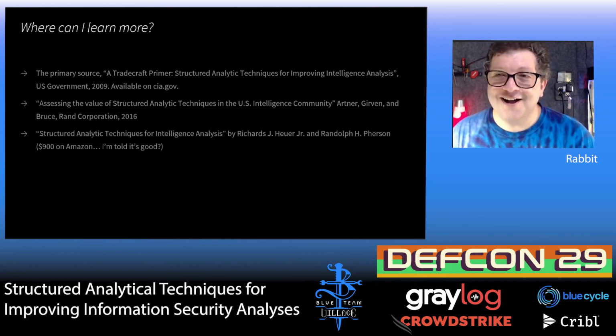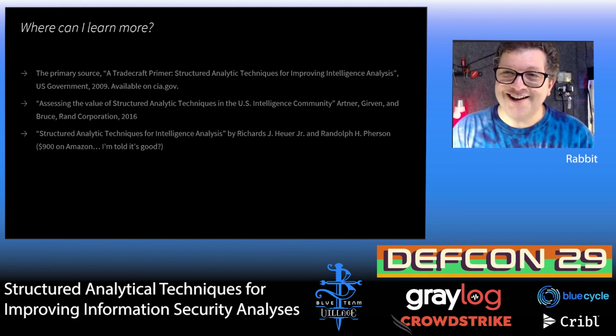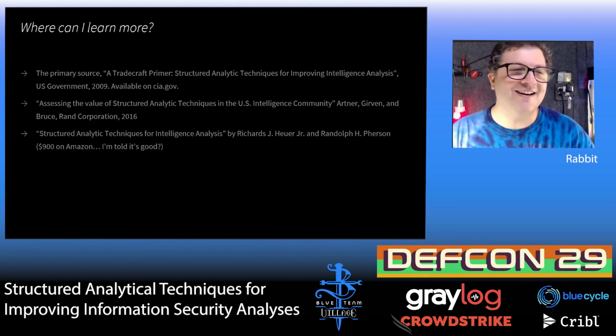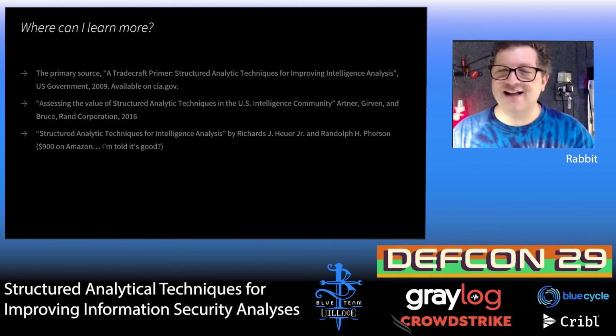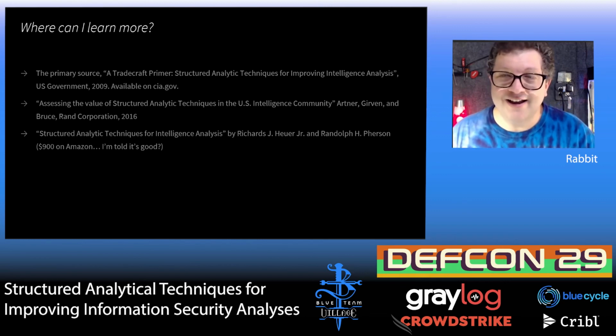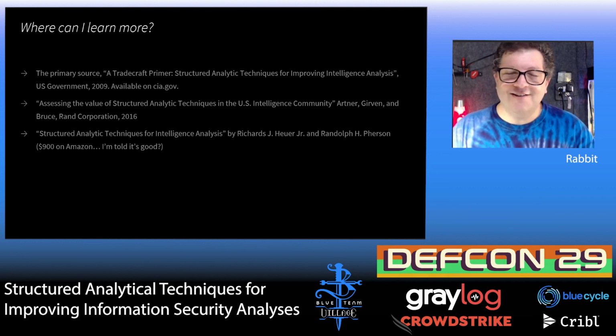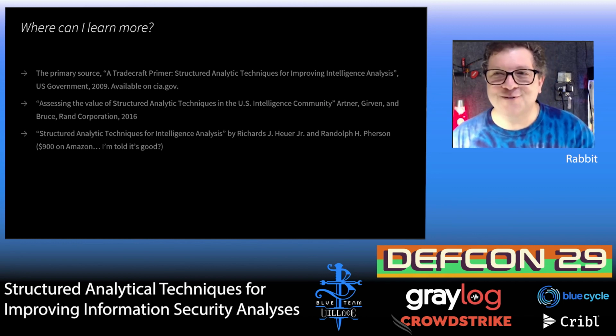There's another great document from the Rand Corporation where they analyze the first document and then decide whether they think it's good or not. That's fantastic. And then there's a book, Structured Analytic Techniques for Intelligence Analysis by Richards Heuer and Randolph Pherson. It's $900 on Amazon, so I didn't read that at all. I hear it's really good. If someone can get me a copy of that book, I would love to read it, but I'm definitely not paying $900.